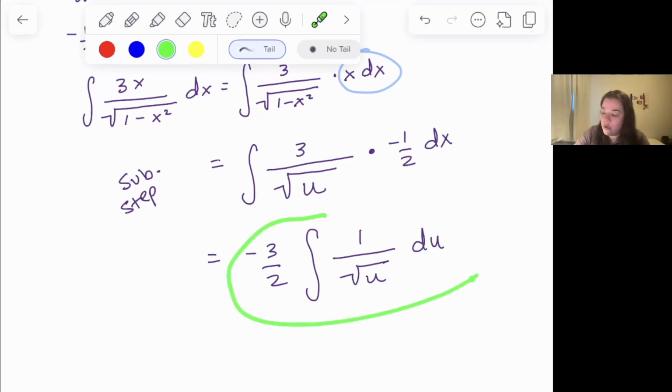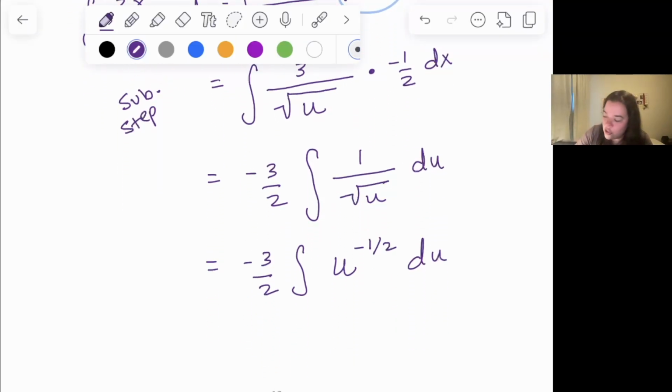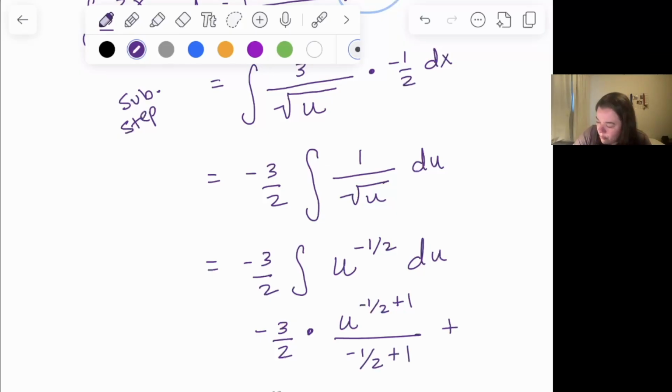Now ask yourself, do you know how to integrate this function? Well, I think I do if I do a little fancy footwork. Let's do a little bit of cleanup. This term, the current integrand, can be rewritten as u to the negative 1/2, right? The square root gets rewritten as a 1/2, and then to pull it out of the denominator, it becomes negative. And now look, this is just a power rule. So the negative 3/2 comes with us, and we do the power rule, add 1, divide by the new power on the u term, and add a plus c.